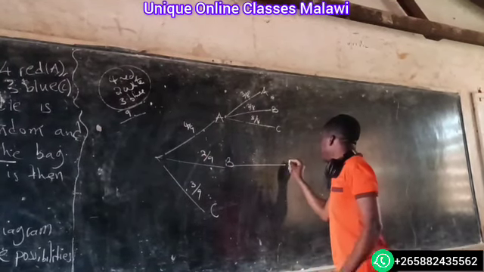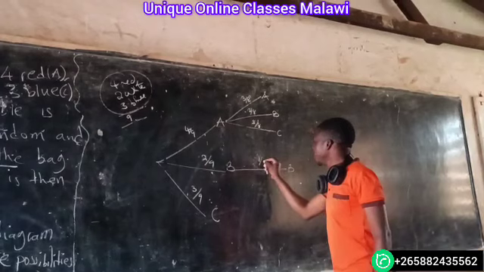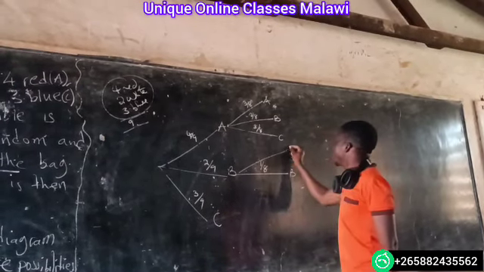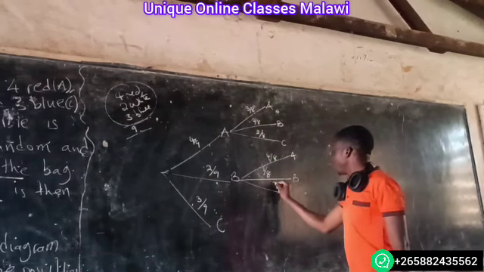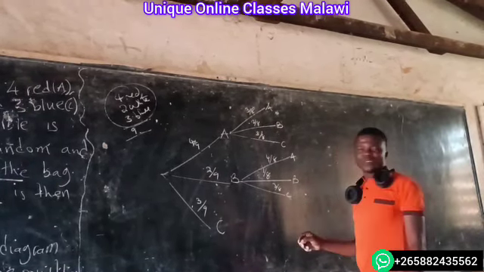So for white B it is 1 over 8. For A it is 4 over 8. And for C, 3 over 8.